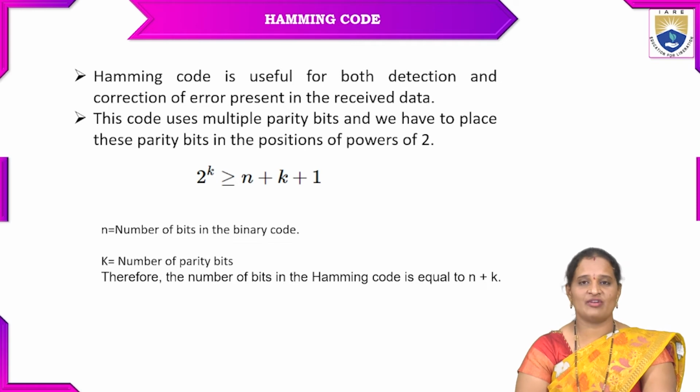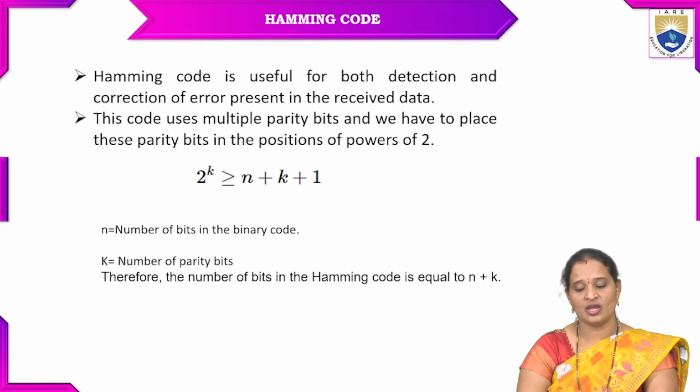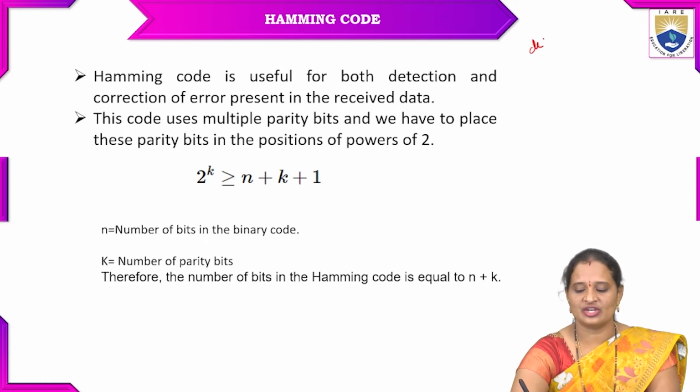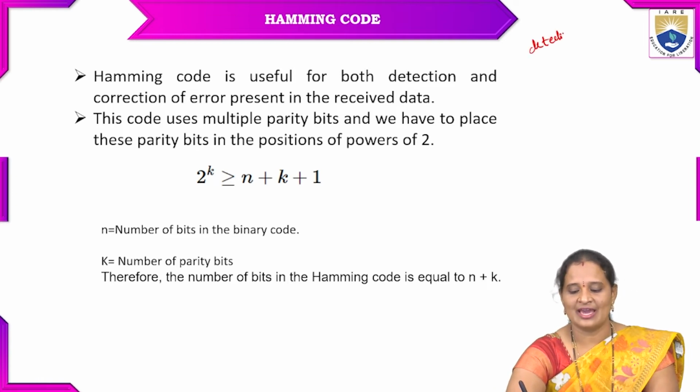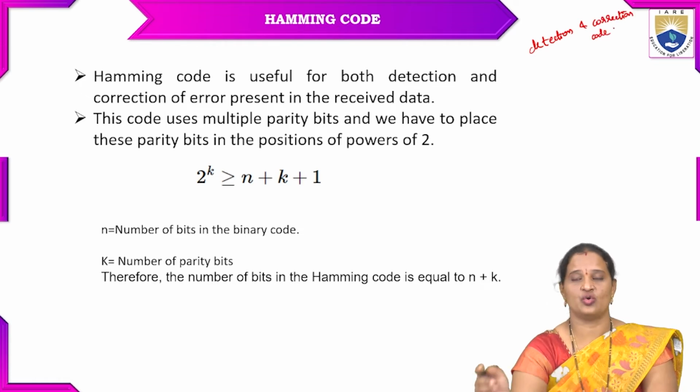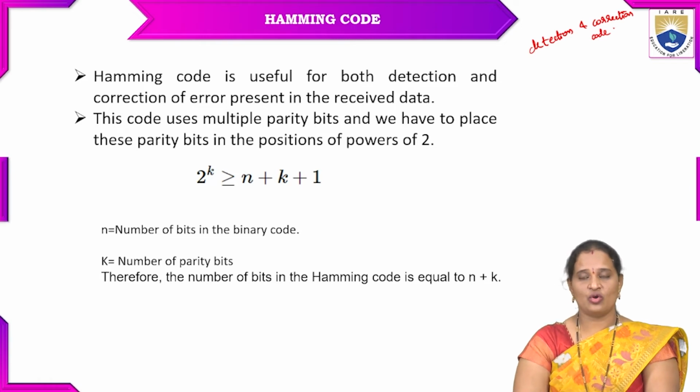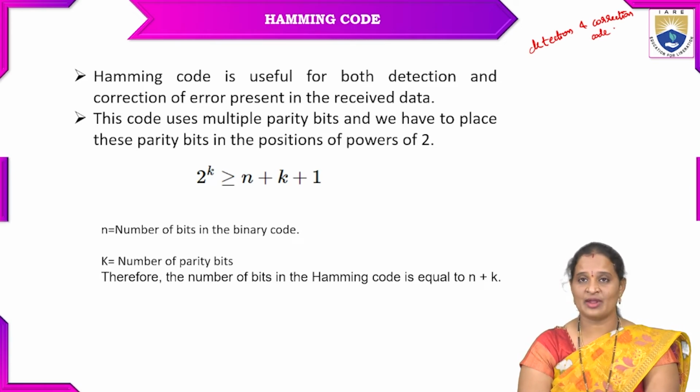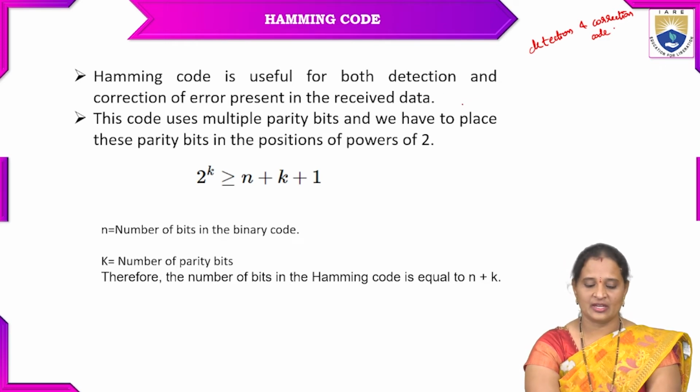As it has limitations, we are going for another code, which is Hamming code, an error detection and correction code. Hamming code was developed by the scientist named Hamming, and hence it has come after his name. Hamming code is useful for both detection and correction of errors present in the received data.